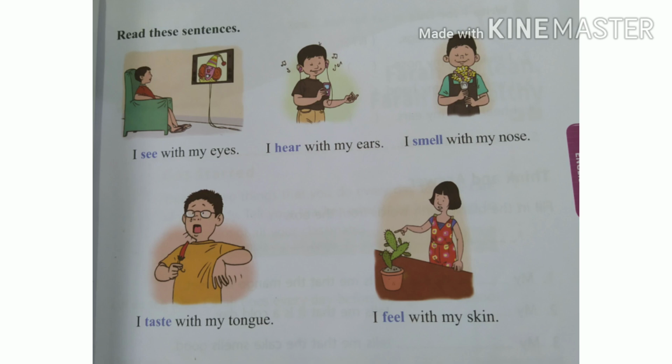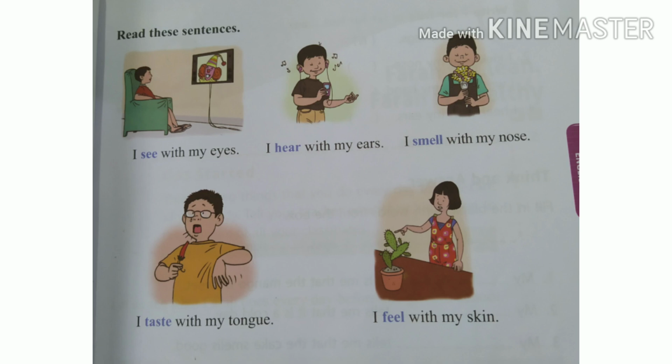So our tongue tells us that the mango is sweet. Our skin tells us whether it is a cold or hot day. Our nose tells us whether the cake smells good. Our eyes tell whether the grass is green. And our ears tell us whether the bell is ringing or not. So these are the 5 sense organs.